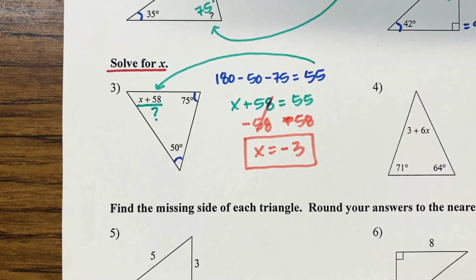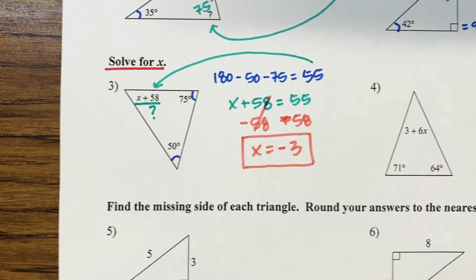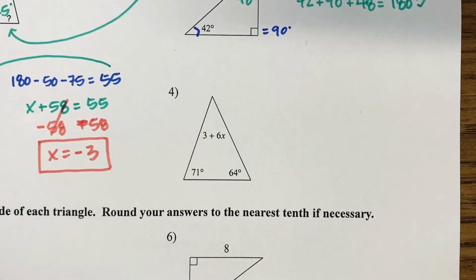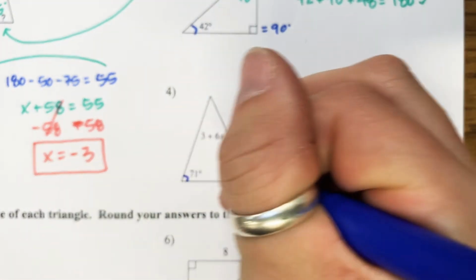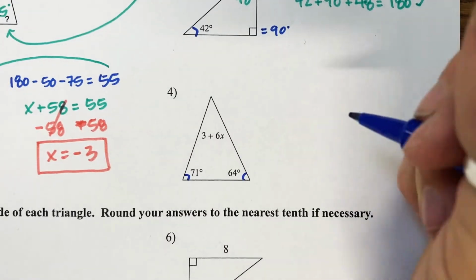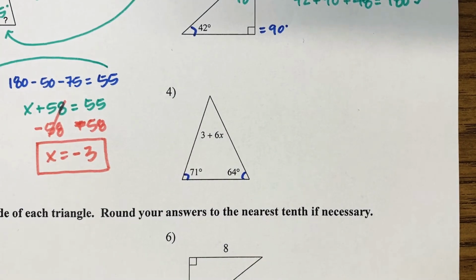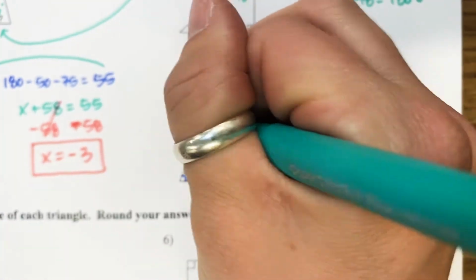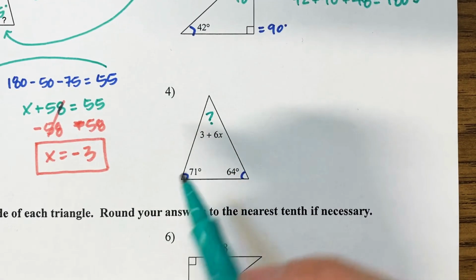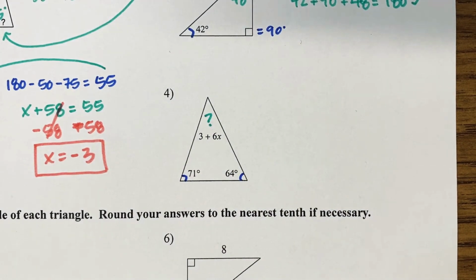And we solved for x. Okay, so let's do the same thing on number 4. We have two angles that it gives us, 71 and 64. We're going to replace the angle with the x with just a question mark for now, just to find out what that angle is supposed to be.